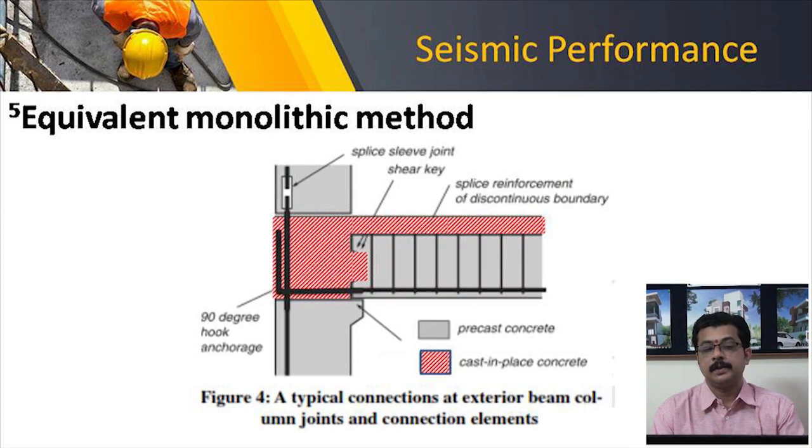Now the next method is the equivalent monolithic method. What is done in this method? You can see in the image, there are three precast elements. These precast elements are joined by anchor bolts and the remaining space between these three elements is filled with concrete. This concreting is done in situ. So this gives a sort of monolithic effect. So a typical connection of exterior beam column joint and elements is shown in the diagram.